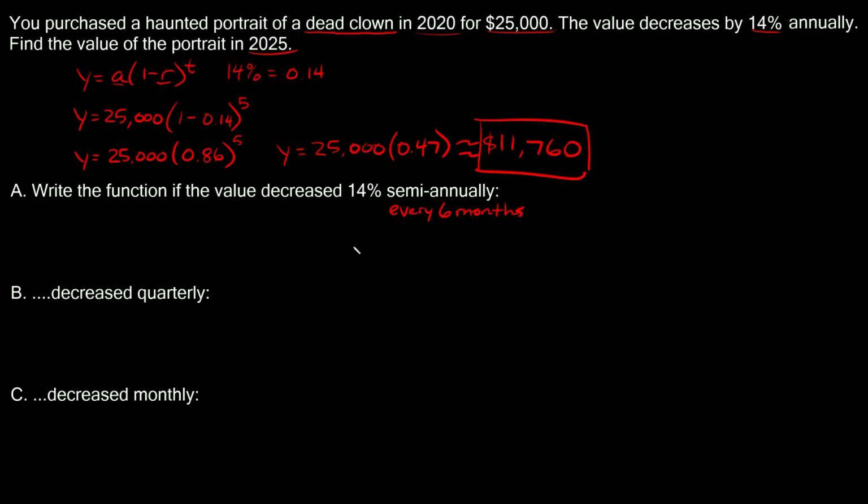Okay, so how would that change our function? Okay, so remember this was our function right here, right? Y is equal to 25,000 times 0.86 raised to the t, right? And then we plugged in a 5 for t right there, okay? But in this case, since we're not talking about every year, we're talking about every 6 months, our t is going to change.